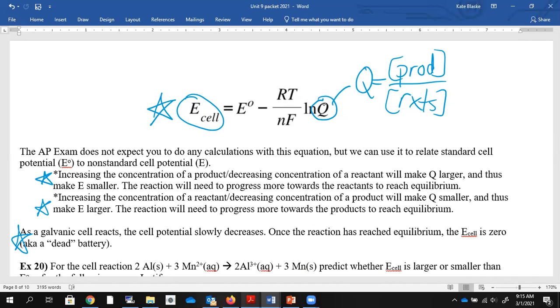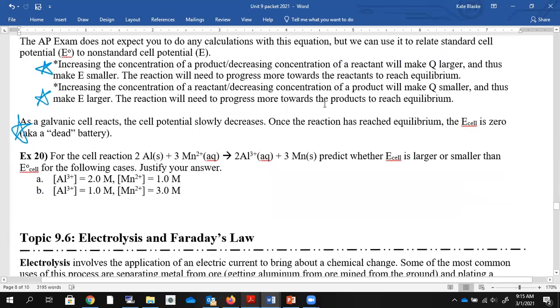So you are not going to be required to do any calculations with this equation. You're not going to be asked to calculate what the new cell potential would be, but you definitely could have to predict whether that cell potential will increase or decrease based on changes to the concentration. So we're going to stop there for right now. We don't have a whole lot of example problems about this, but this is definitely something that we're going to work on in free response and multiple choice questions.